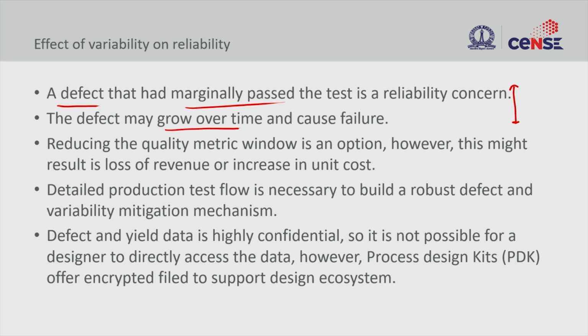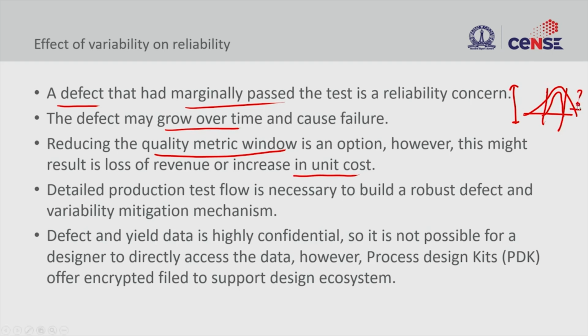So you should take care of these defects, right? Whether these defects could grow in time. If these defects can grow over time, you may want to address these defects, right? Don't let it pass. So what you can do is you can reduce the quality metric window, right? You say I have a distribution and then I can tighten the distribution now, right? When you tighten the distribution and say only I will allow devices with this certain metric, then that will give you better reliability, but that is going to increase the unit cost, because the devices that are outside the window, who is going to pay for it, right?